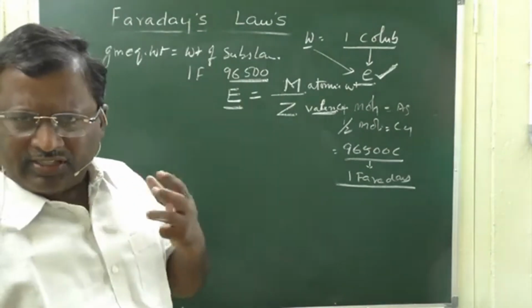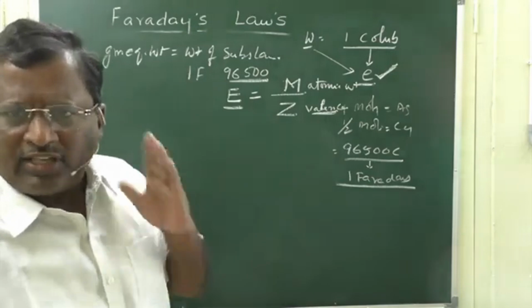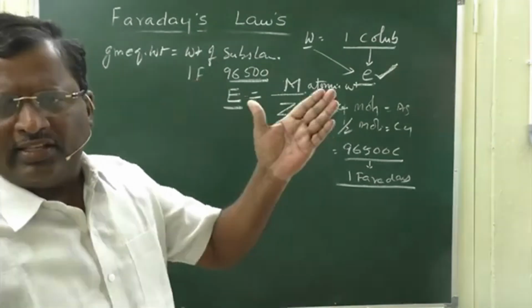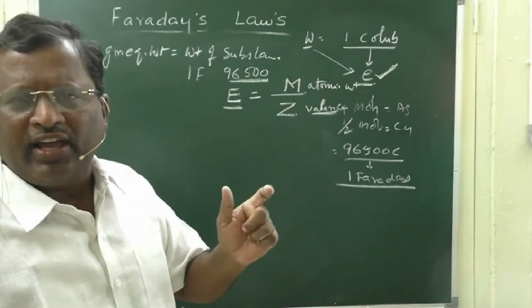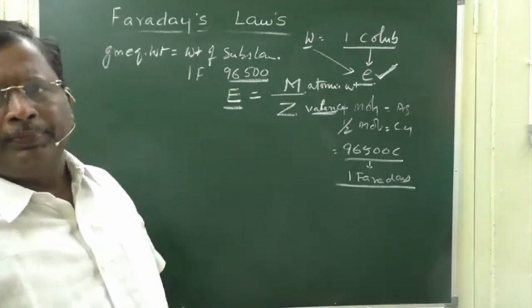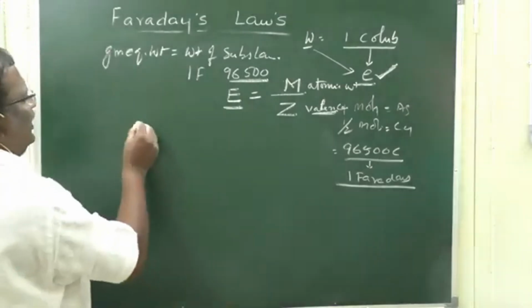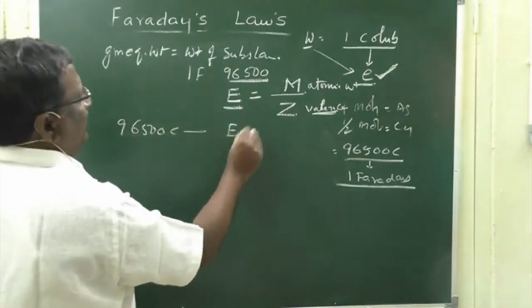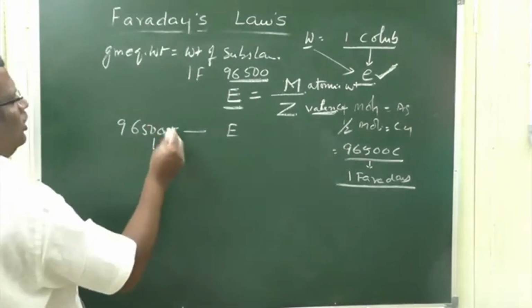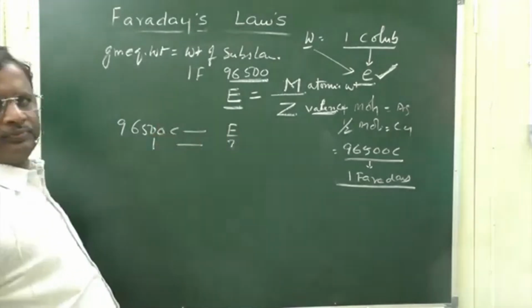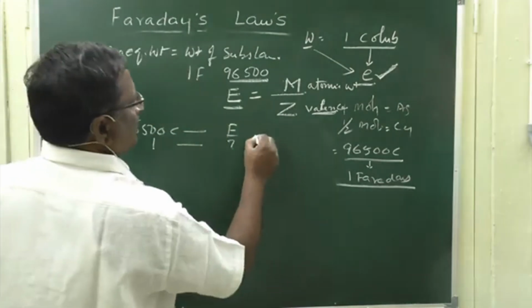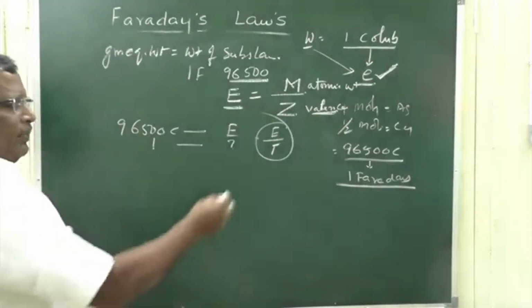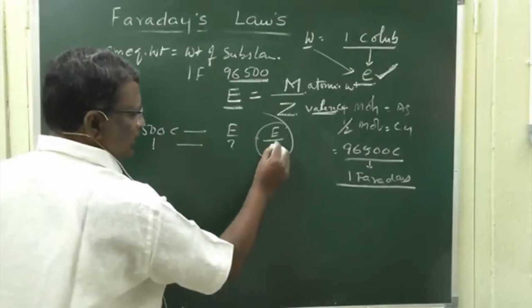So, the equivalent weight of a substance is the weight of the substance in grams that is going to deposit with 96,500 coulombs, or 1 Faraday of electricity. If 96,500 coulombs deposits 1 gram equivalent weight of substance, how much will 1 coulomb deposit? That is E by F. This is the amount of substance deposited by 1 coulomb.